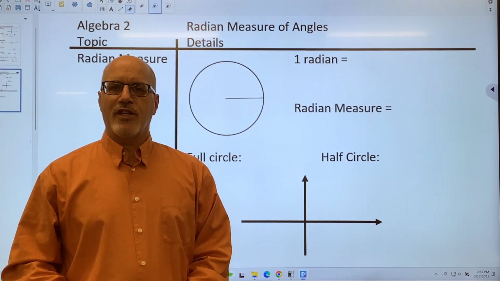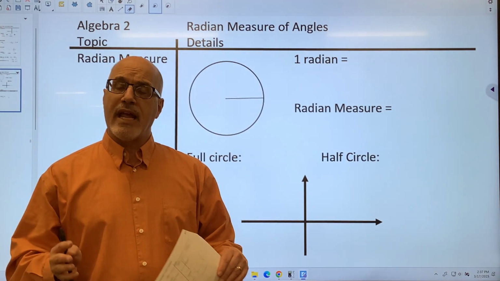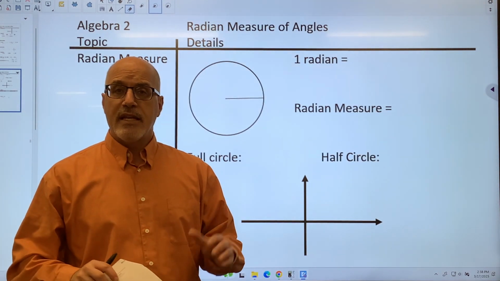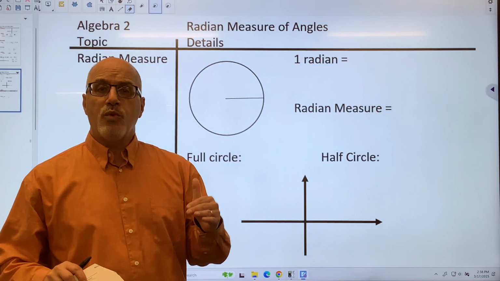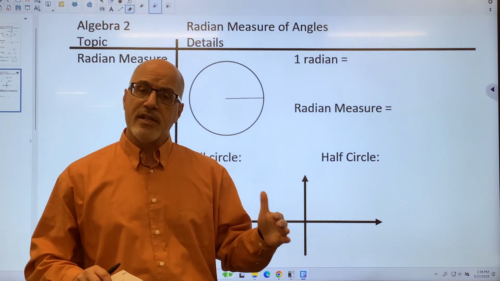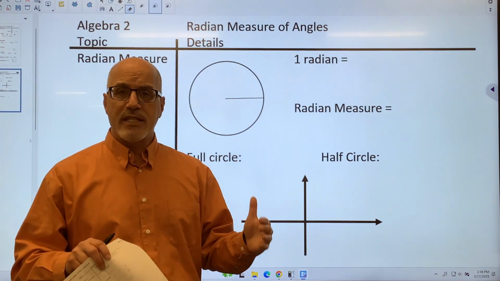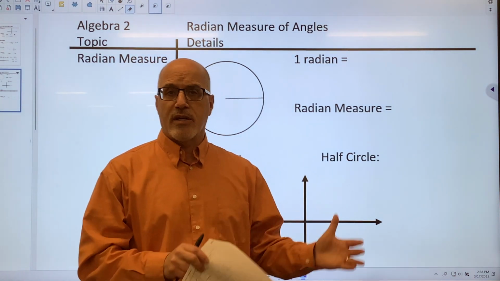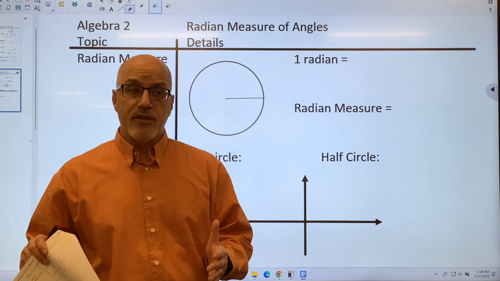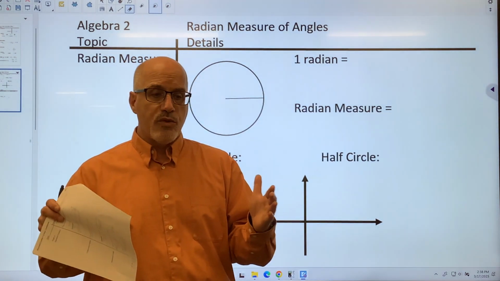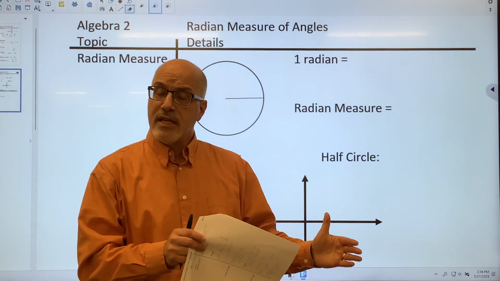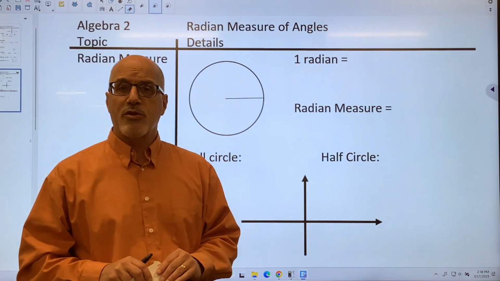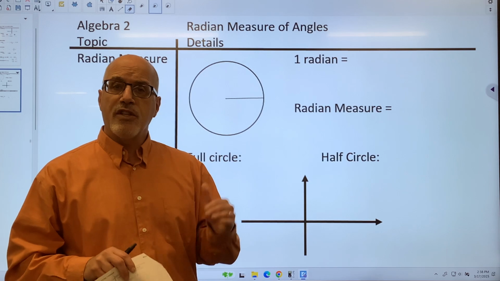Our objective for this video is to be able to measure angles in radians and to convert between degrees and radians. Now, radian is a new way that we're going to measure angles. It's similar to if you were measuring temperature, sometimes we use Fahrenheit and sometimes we use Celsius. When we're measuring distance, sometimes we'll use feet and miles, sometimes we'll use meters and kilometers. There are different ways of measuring the same thing, just different units.